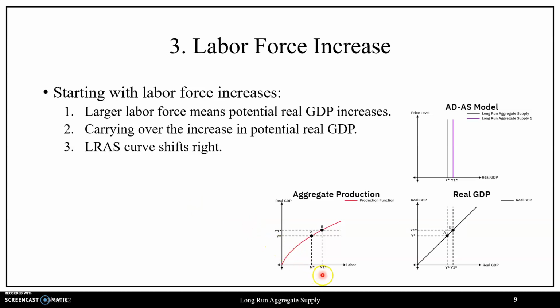So overall, what we have is, if the labor force of an economy increases, we know that this means rightward movement along a production function, where this rightward movement along a production function means that there's an increase of potential real GDP, where with an increase in potential real GDP, this then meant a rightward shift in the long-run aggregate supply curve.